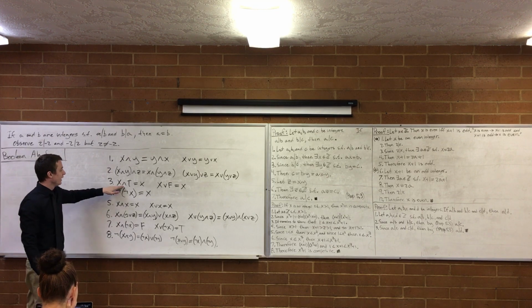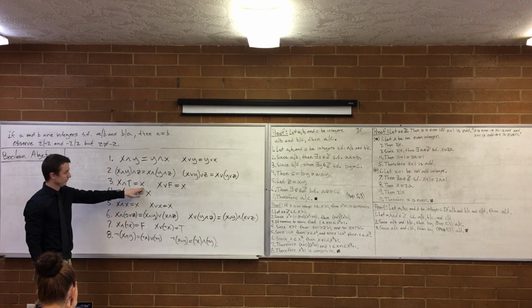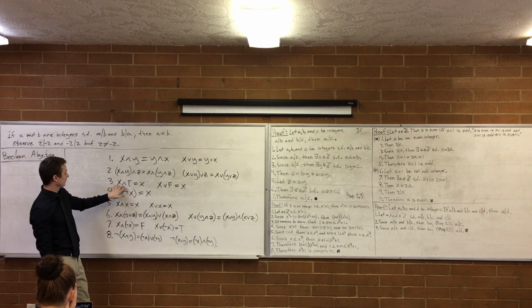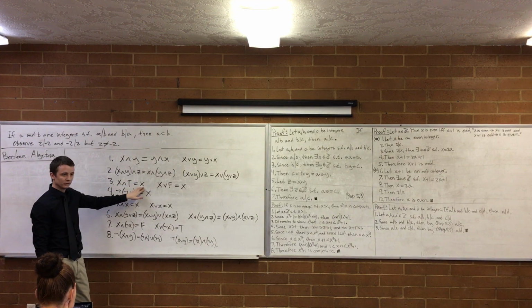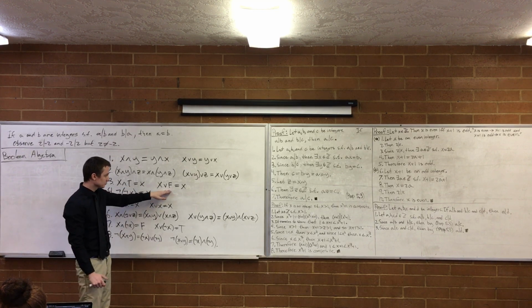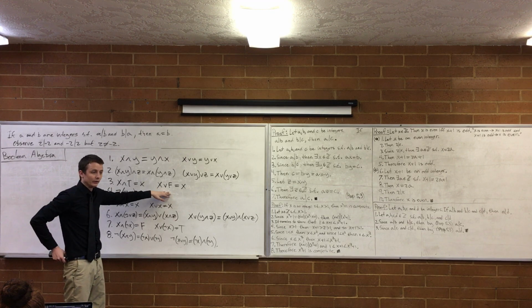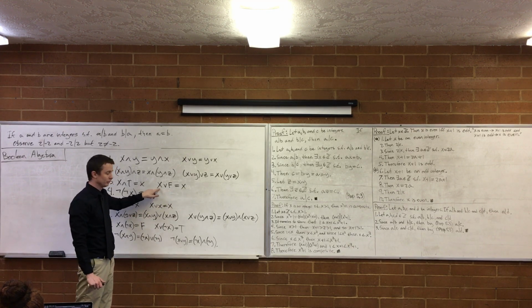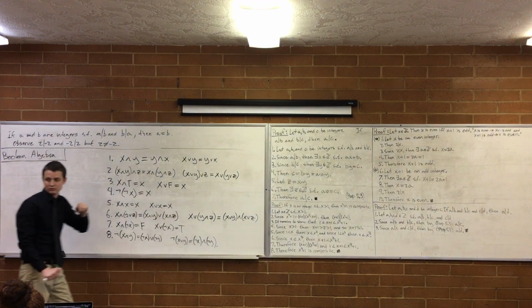This one, x and true is just going to be whatever x is. If x is true, then true and true is true. If x is false, then false and true is false. So this spits out whatever value x is. Similarly, this spits out whatever value x is. If x is false, false or false is false. If x is true, true or false is true. Right. Good?